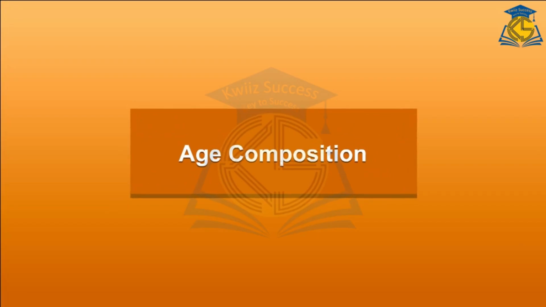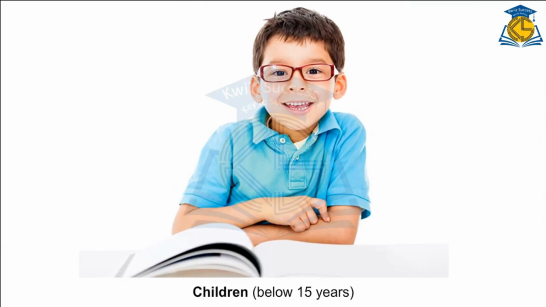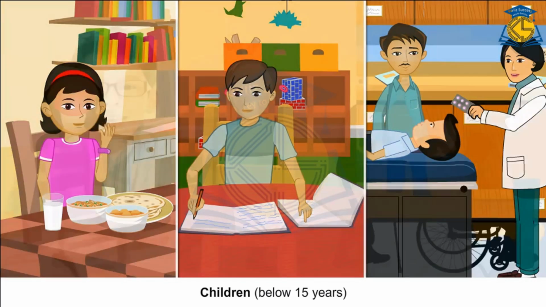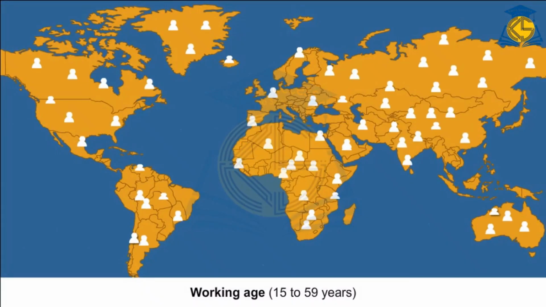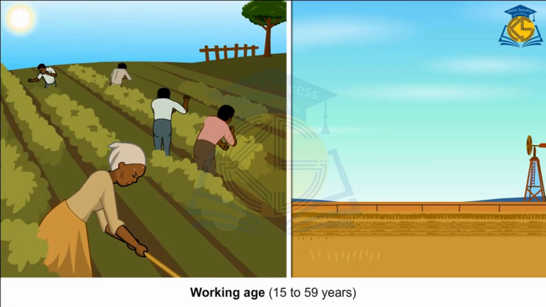Age composition. In terms of age, population distribution is studied under three categories. Children below 15 years are economically unproductive and need support for food, education, and medical care. Working age 15 to 59 years. People in this category are economically productive. At 63.3%, they form the highest segment of our population. They provide means of sustenance for themselves and other age groups.